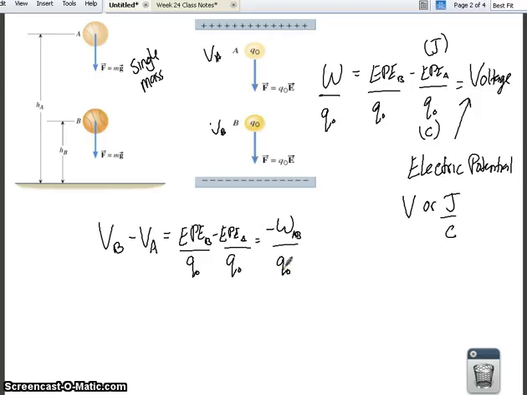So notice we have the same equation. Our work equals our difference in energies. Okay? But if we divide by charge, this now equals the difference in the voltages. And so our delta V here can equal the change in electric potential energy over Q0, or our delta V can equal the negative work done from A to B over Q0. So these are our equations. Okay?